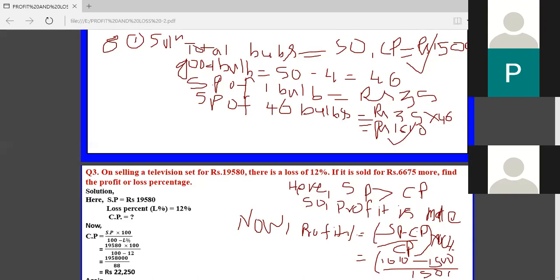Are you looking at my writing there? Yes. Then when you subtract this, what will come there? I am solving this side. 1610 minus 1500, that means 110. 110 into 100 divided by 1500. Let's cancel. 0, 0 cancel. Now 110 divided by 15.